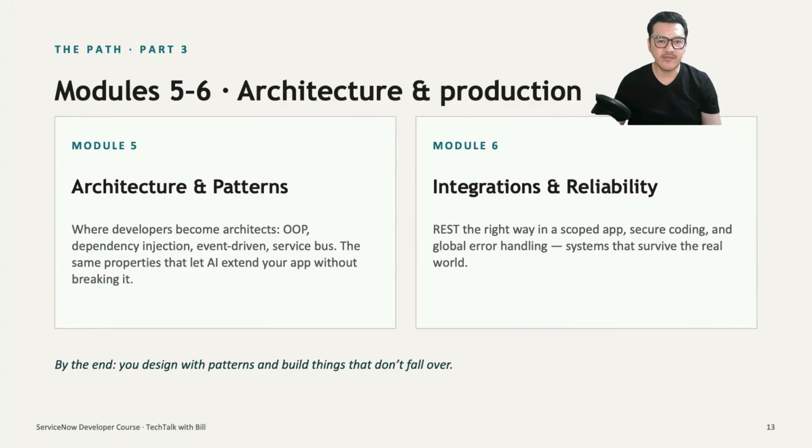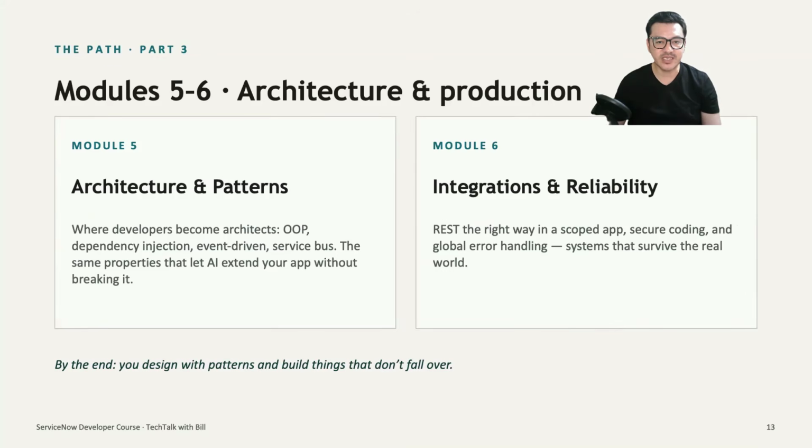Now in Module 5, we look at architecture and design patterns. This is where developers become architects. Object-oriented design, the use of dependency injection, event-driven patterns, a service bus approach to reusable integrations. You stop copy-pasting and it gives you the ability to start designing. And not by accident, these are the exact properties that let an AI extend your application without breaking it.